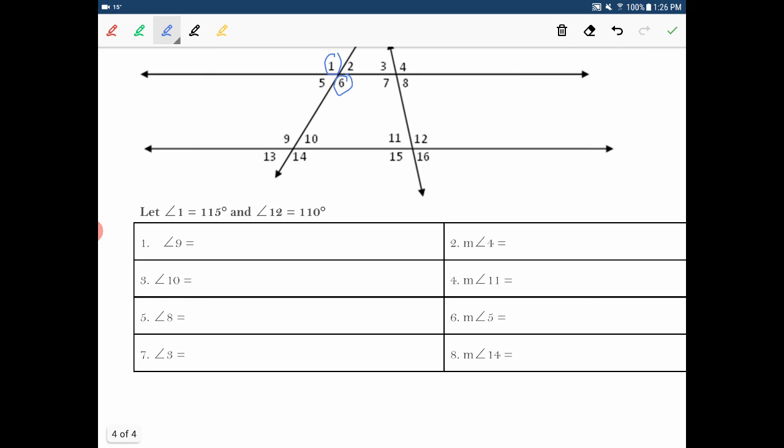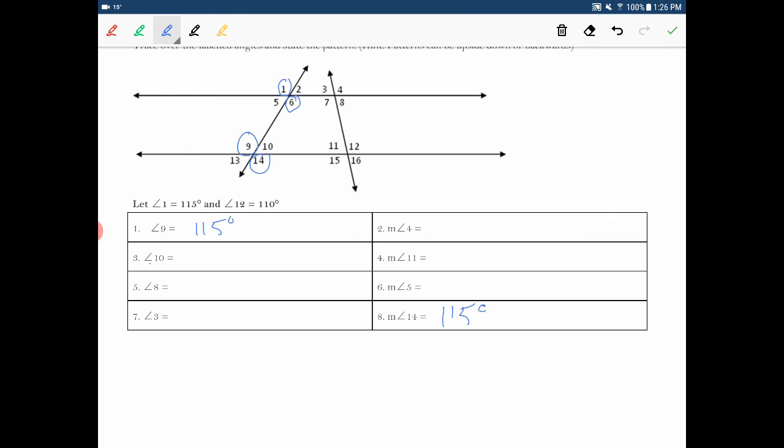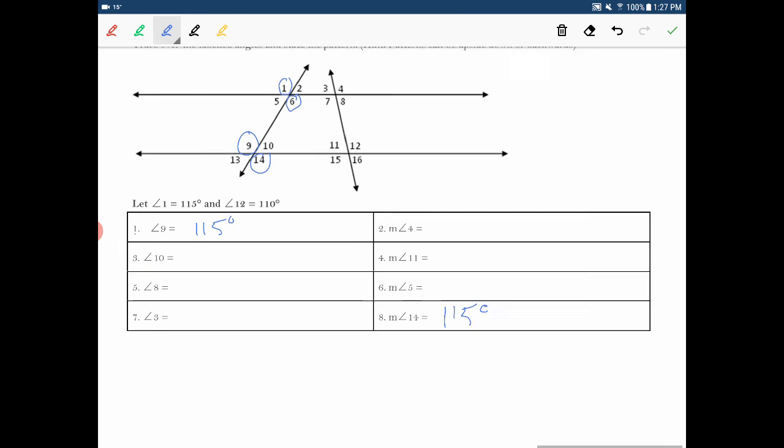So 1 and 6 are both 115, but you can use your Z pattern to see that angle 9 is also, or your F pattern. F pattern with the 1 and 9, Z pattern with the 6 and 9 to see that the 9 is the same and the 14 is the same, just from opposite angles there. Okay, so we'll go through 1, 6, 9, 14. Do we have that? Yeah, we got 9 right there, so that one's 115. Do we have 14? We do. 14 is over here, so that's 115. Okay, and I think that's it. Is that it? I don't see a 6, yeah, all right.